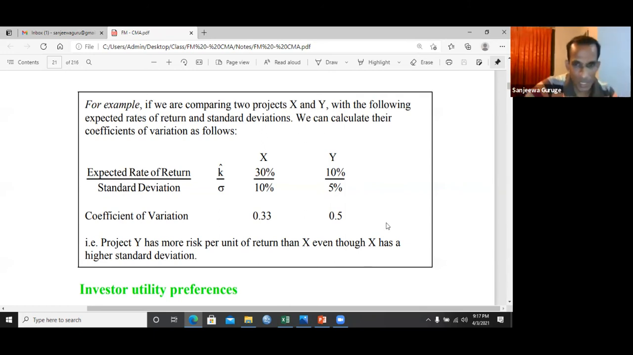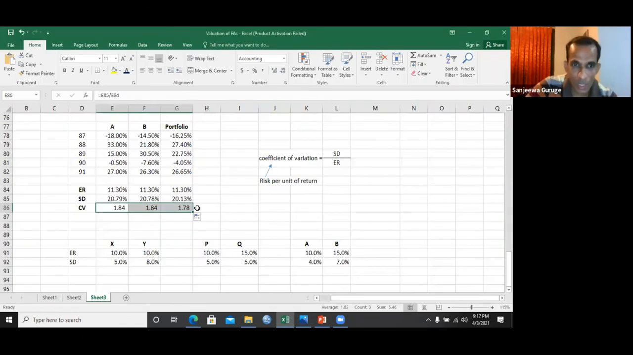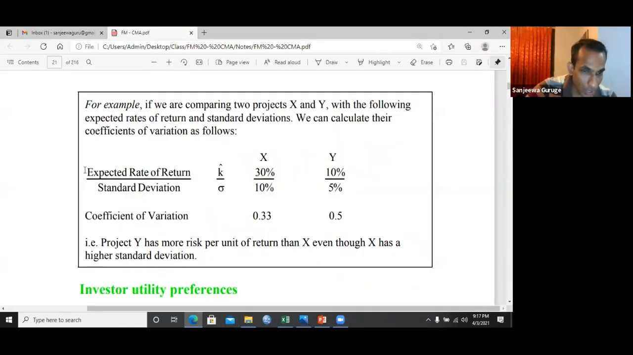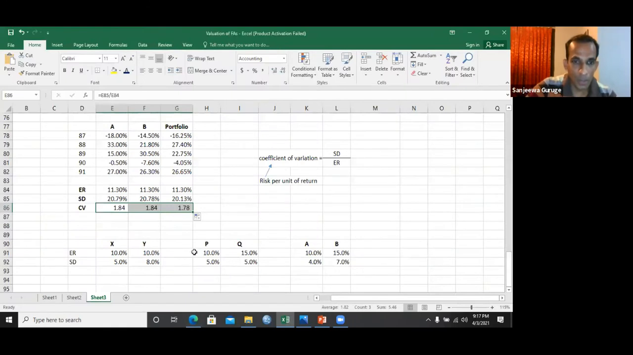So you can just change this. Expected return should come here, standard deviation should go up. Then lower the coefficient of variation is better. If the coefficient of variation is low, the asset is less risky. You have to take a relatively low risk.